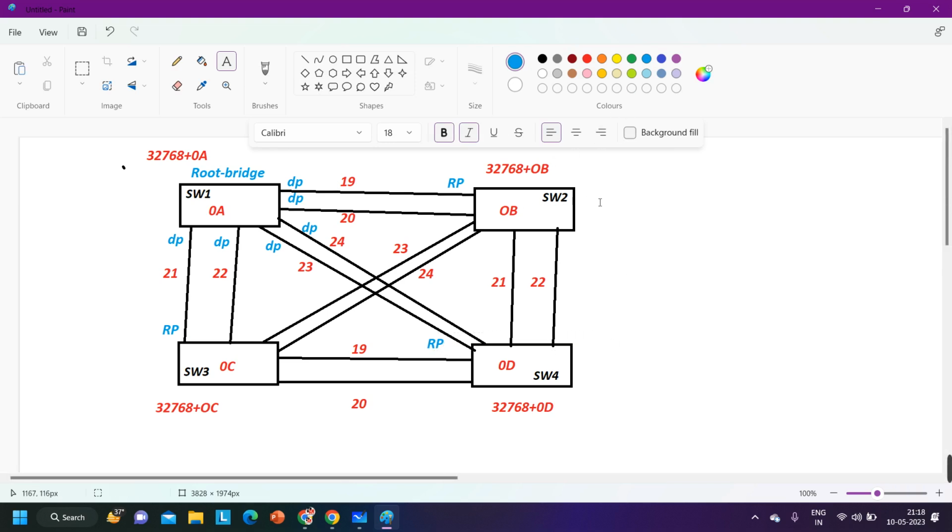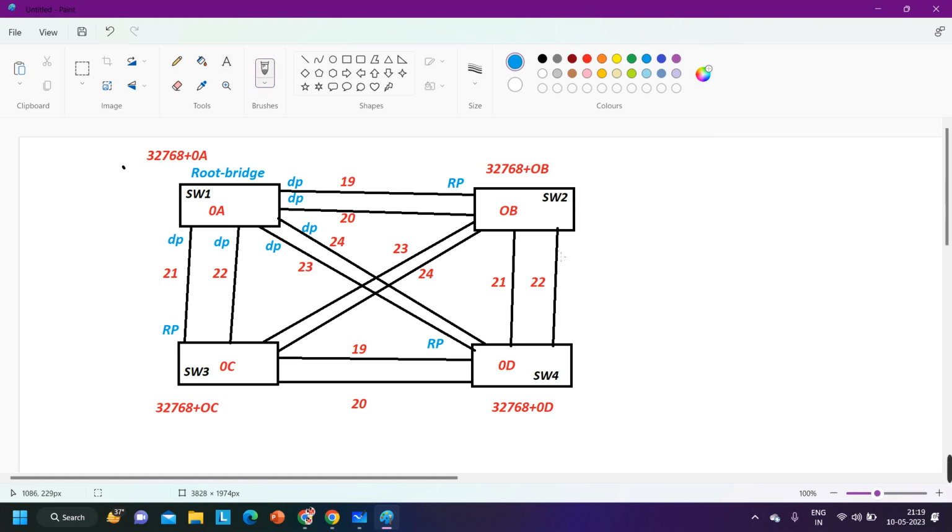Now, which port will become DP on switch 2? How are you calculating? First of all, tell me that. Actually, RP election is done. Now we need to find DP on each segment. So you just need to check two things.